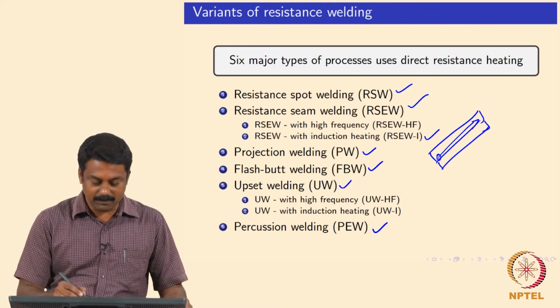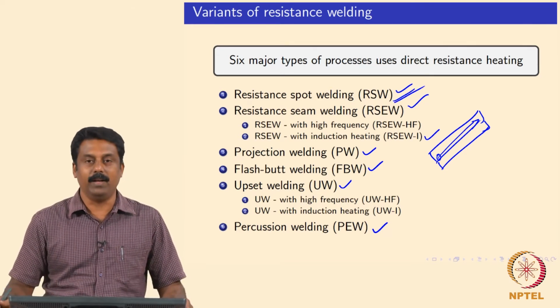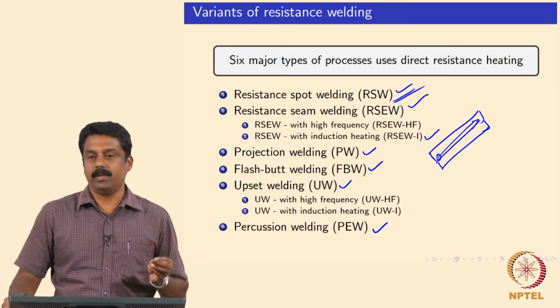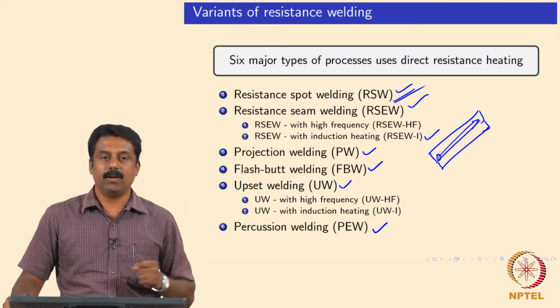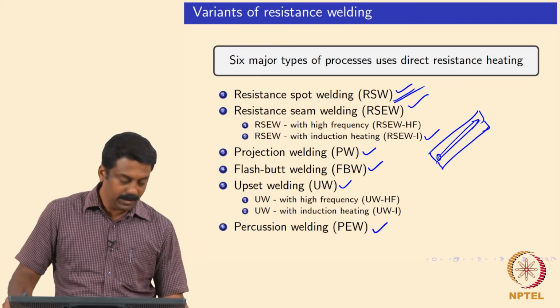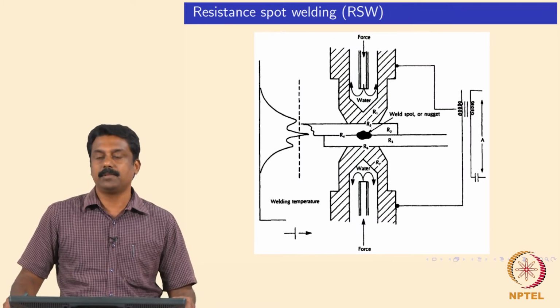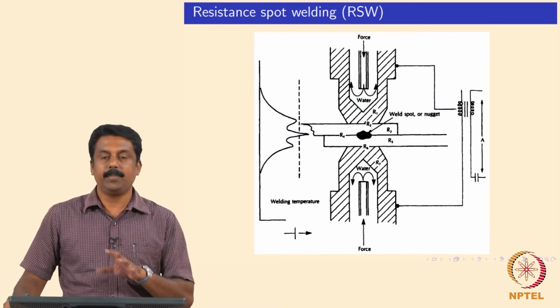Okay, so the first process we look at is resistance spot welding. As I said, it is very widely used in the automotive industry. All the thin sections are welded with resistance spot welds. Basically, what we do in resistance spot welding is a very simple setup, extremely simple.